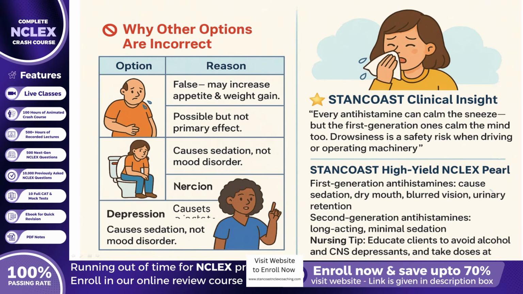Option B, constipation, while possible due to anticholinergic effects, is not the primary or most notable side effect of first-generation antihistamines. Option D, depression, is also incorrect because diphenhydramine primarily produces sedation rather than mood alterations. Any emotional dullness is secondary to slowed central nervous system activity, not true depressive disorder.